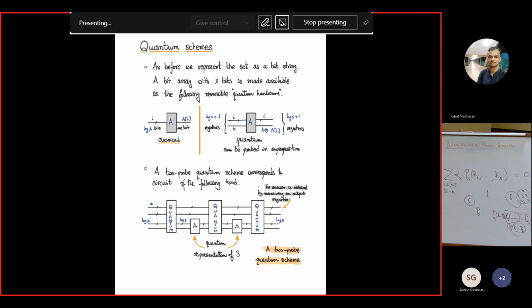Go to quantum, and I'll explain everything. By now everybody knows quantum, but I'll say it the way I understand.